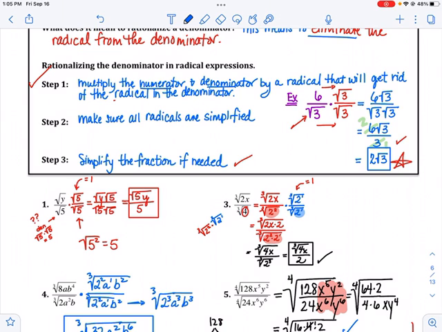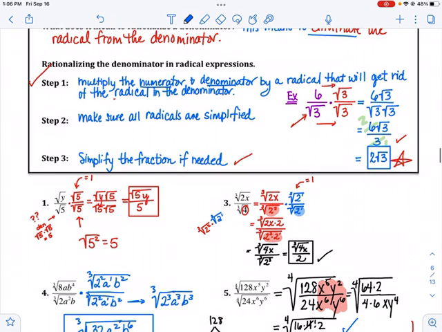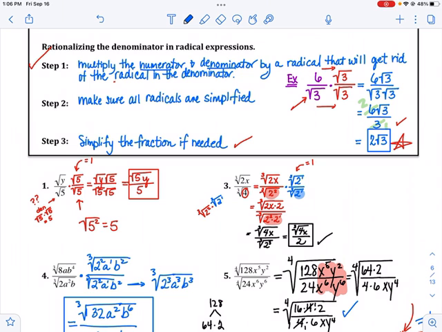So we have the example 6 over root 3. So we're going to multiply that by 1, root 3 over root 3. And we get 6 root 3. And then we multiply the square root of 3 times the square root of 3, and we just get 3 in the denominator, giving us a final answer, then simplifying the fraction, if needed, to 2 root 3, okay?